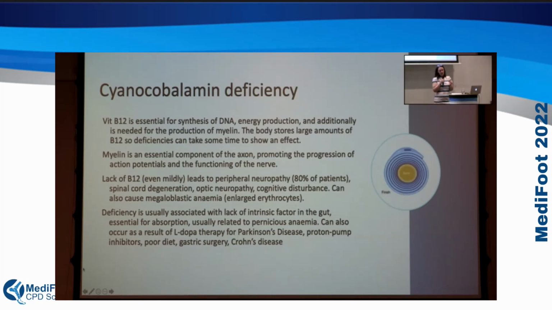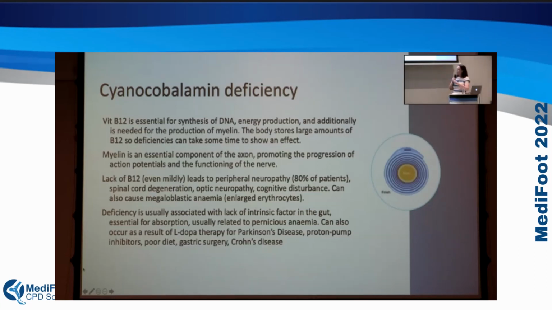The reason that you tend to be deficient is usually because of some underlying problem with absorbing B12 in your gut. And it's usually because you're lacking something called intrinsic factor. And that's kind of the underlying problem with pernicious anemia, which is an autoimmune disorder. But interestingly, it can also occur because of drug therapies. So L-DOPA therapy for Parkinson's, well known for causing problems in B12 absorption. Again, gastric surgery for the reasons that we spoke of before.